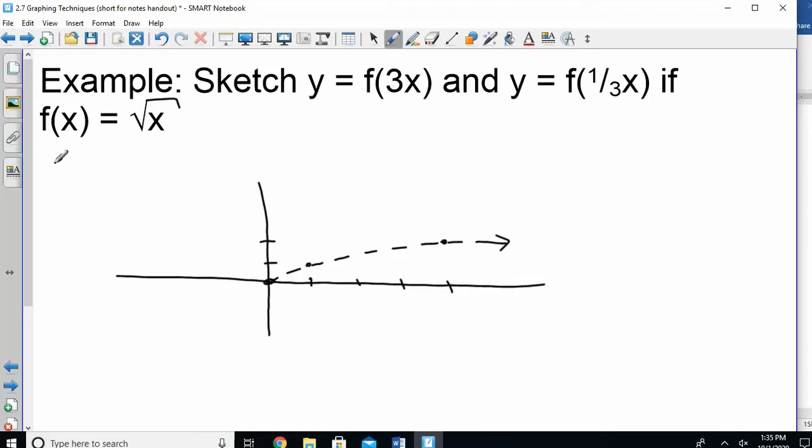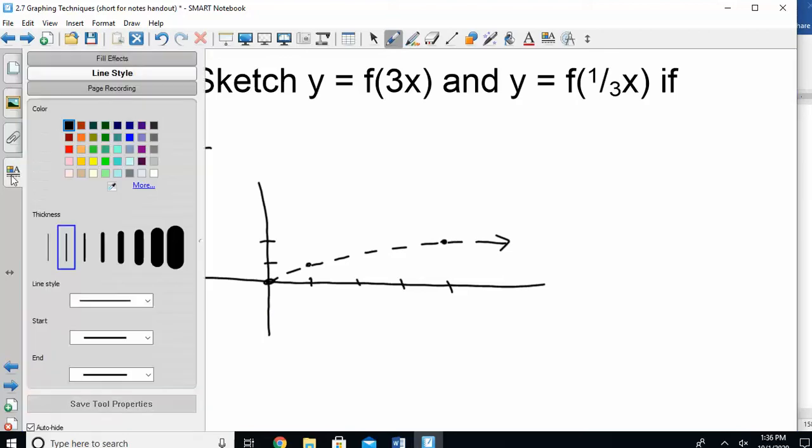So f of 3x means the square root of 3x. Okay, I told you inside is horizontal. It's changing our x, but it does the opposite of what you said. Even though this says take x times 3, what that actually does on my points is like dividing my x's by 3 when I talk about how it changes my graph. Inside always does the opposite.